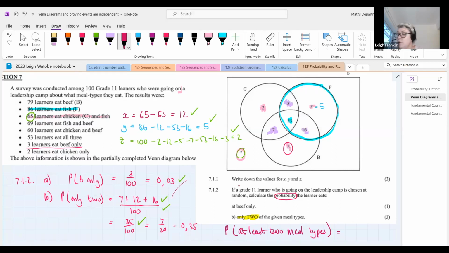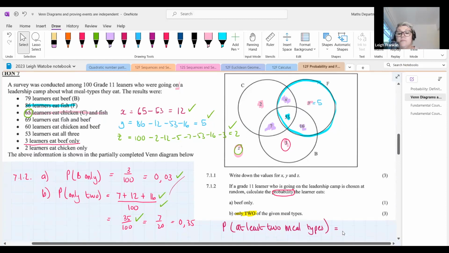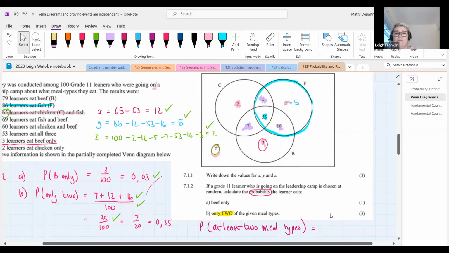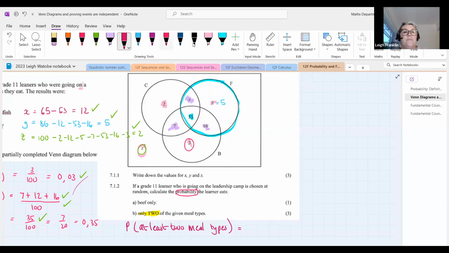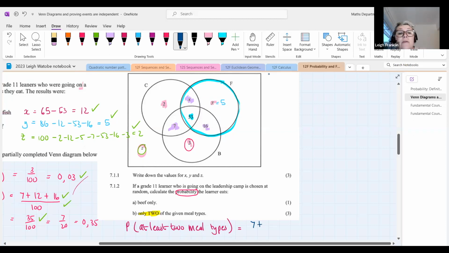Okay. I like this question, Ntlanhla, at least 2. What do you think the answer is, Ntlanhla? Two or more, exactly, Lesego. Exactly, 2 or more. So then that would be 7 plus x, which is our 12, plus our 16, plus those that eat all 3.